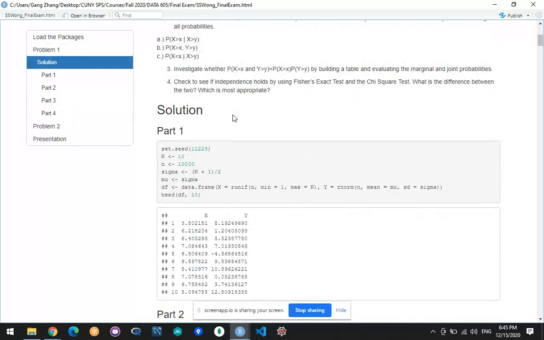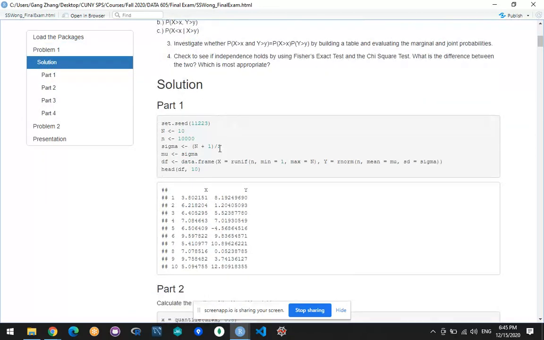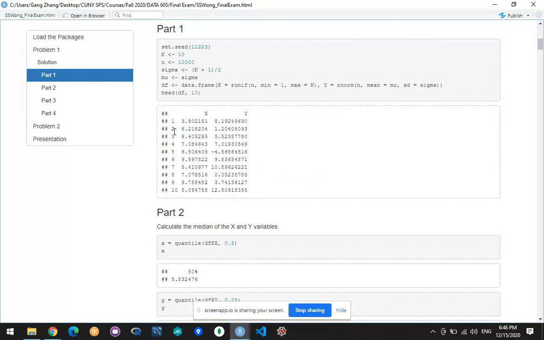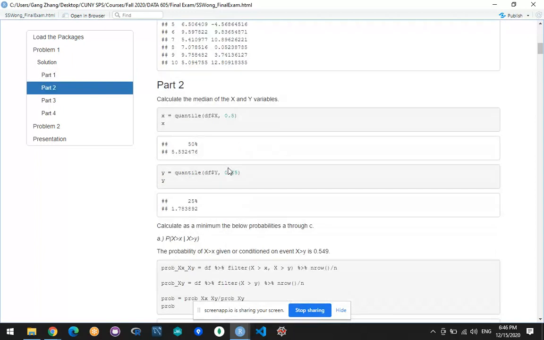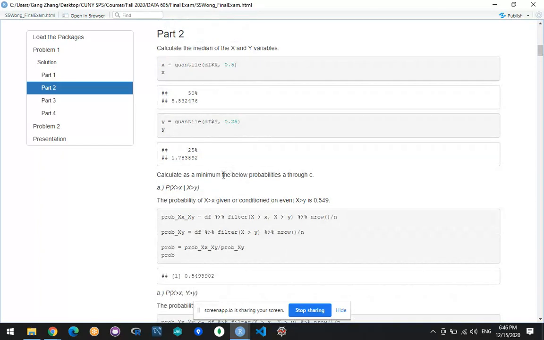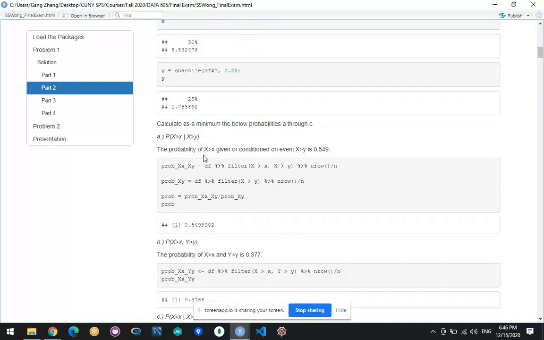And for part one, here I'm using the runif function to generate the 10,000 random numbers for S, and rnorm functions to generate the random numbers for Y, and save those into a data frame with the columns S and Y. And for part number two, I'm using the quantile function to get the median of the S and Y variables, and then calculating the probabilities from part A to C.